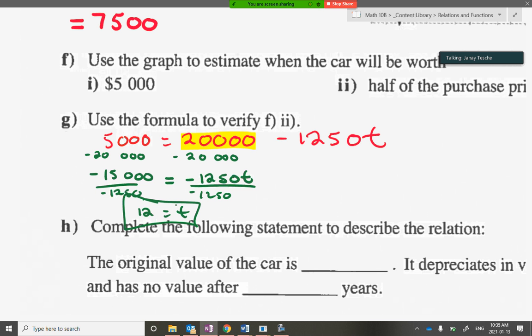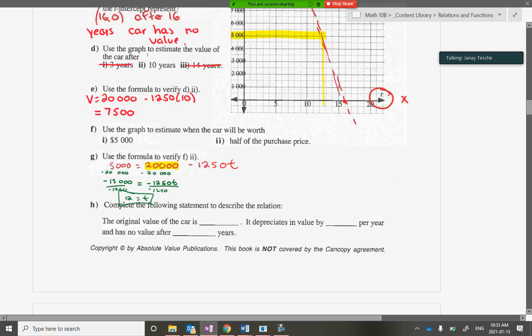Does that make sense? Is that okay? Okay. So that's lesson 3. We're going to start lesson 4 as well.